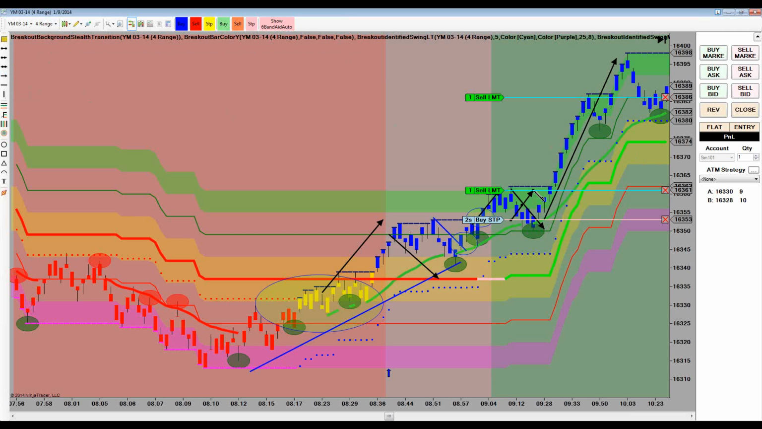This was the first part of the trade. Here was the second leg. You know, from here to here, roughly.